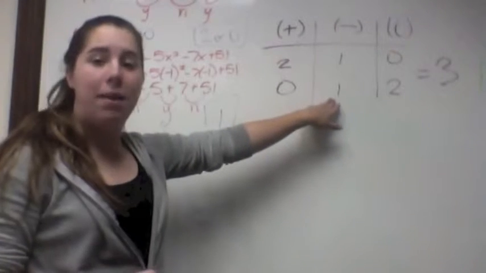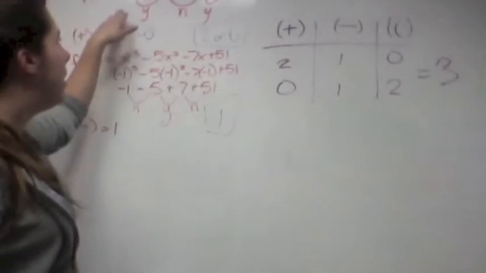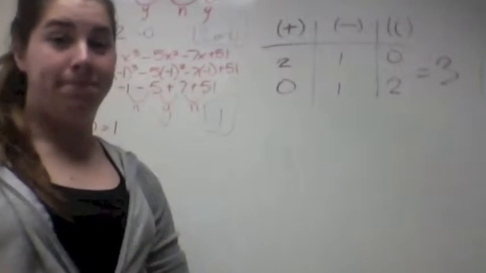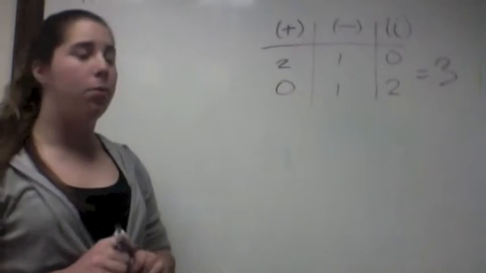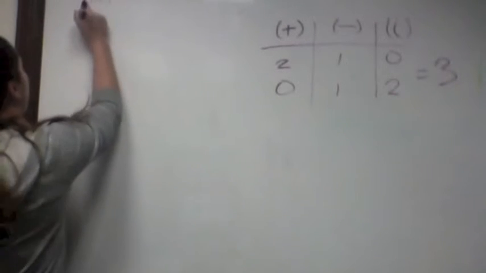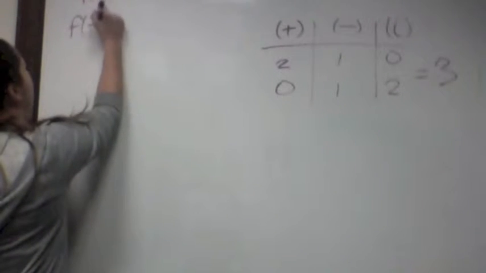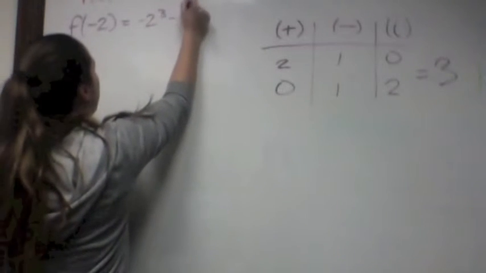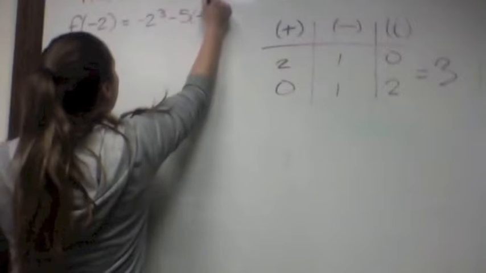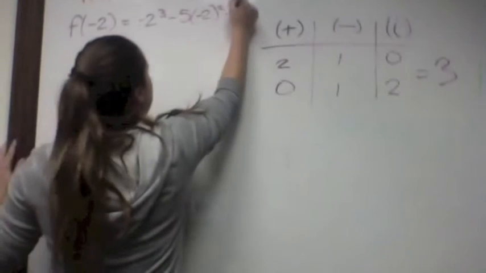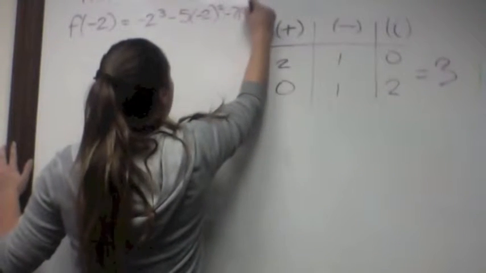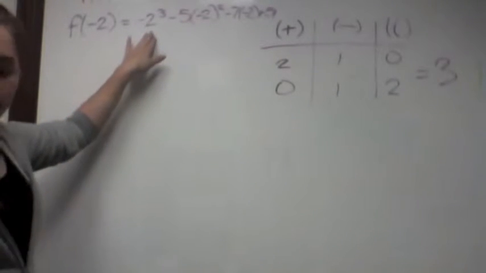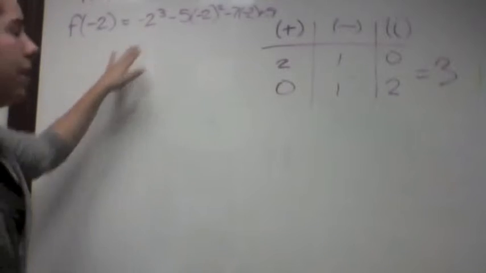Because the negative column has no zeros in it, we're going to plug numbers into our polynomial until we find an answer of 0. So the first negative number we're going to plug in is negative 2. We're going to rewrite the problem. f of negative 2 equals negative 2 to the third minus 5 times negative 2 squared minus 7 times negative 2 plus 51. Negative 2 to the third is negative 8.